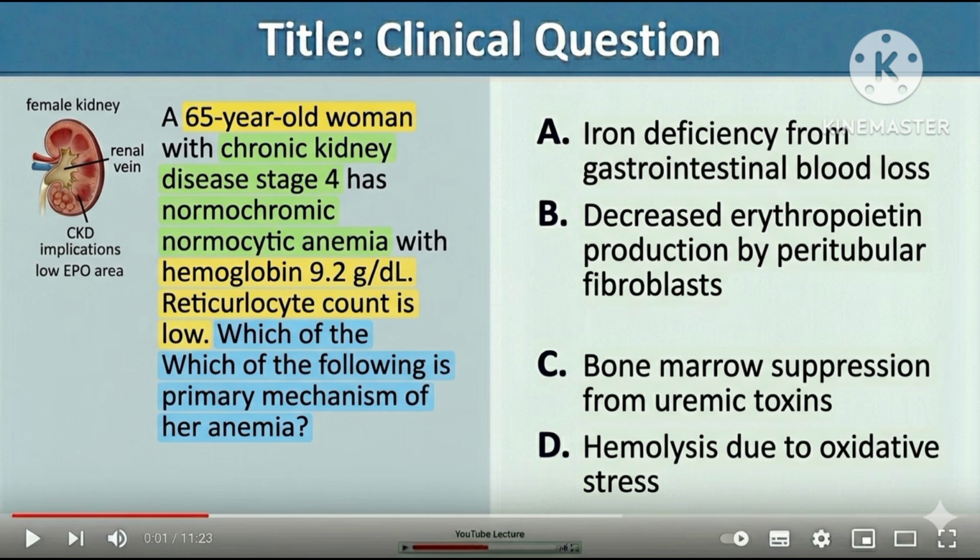Hemolysis due to oxidative stress will be seen in G6PD deficiency patients. Bone marrow suppression will be seen in aplastic anemia.